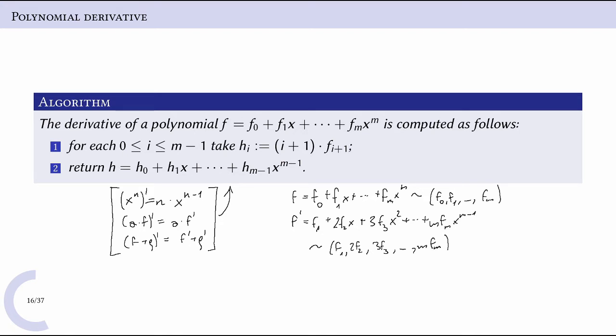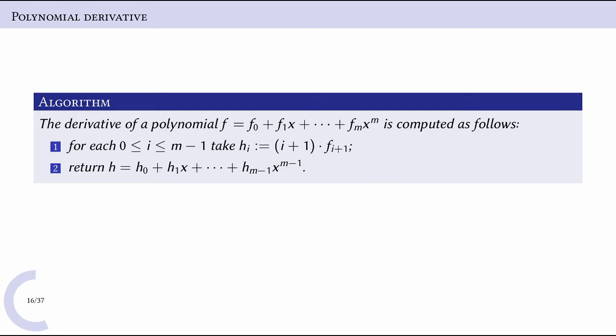So as you see, the position of each coefficient is shifted by 1. This corresponds to this change of indexation. So on the i-th position is the coefficient which was previously on i plus 1 position. That's why here we have i plus 1, and each coefficient is multiplied by its index, which is the exponent of x in the original polynomial f. So all in all, this is the algorithm that computes the derivative of a polynomial.